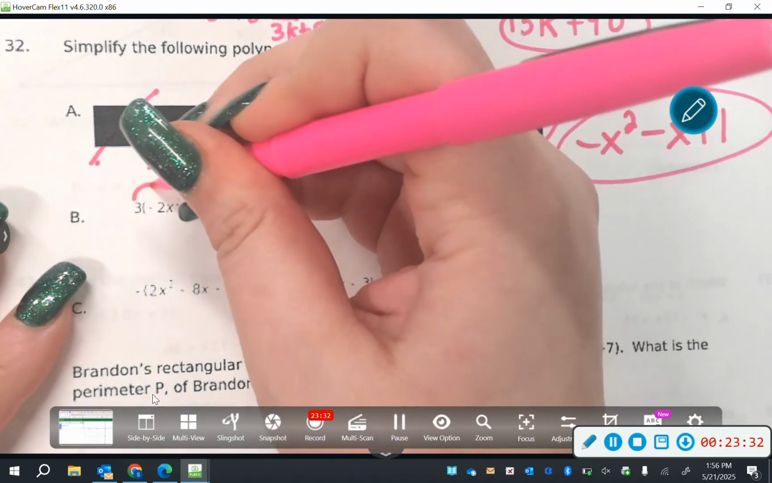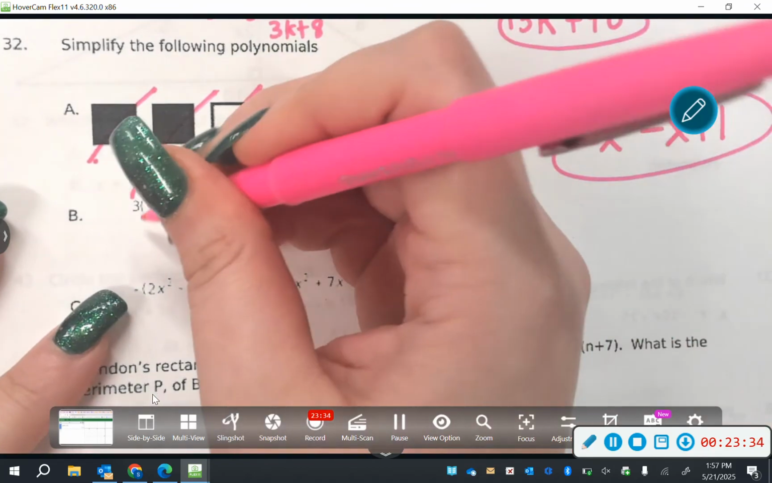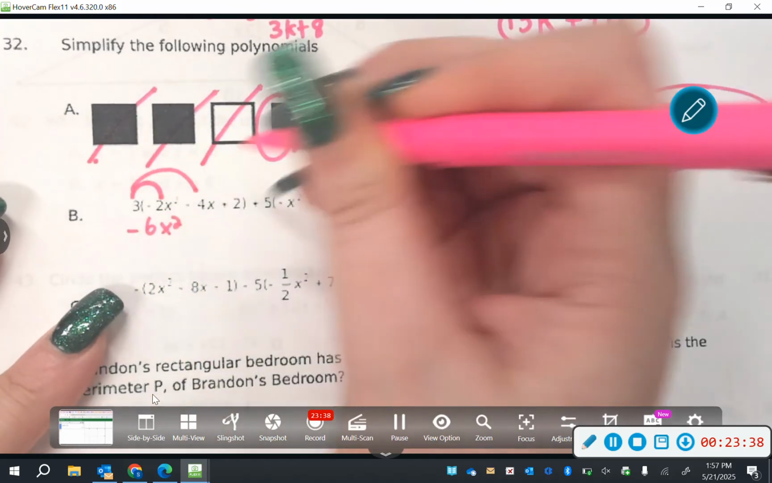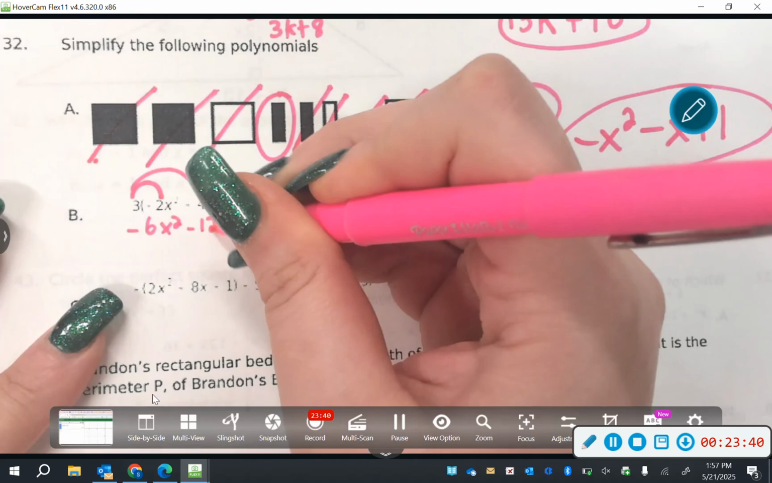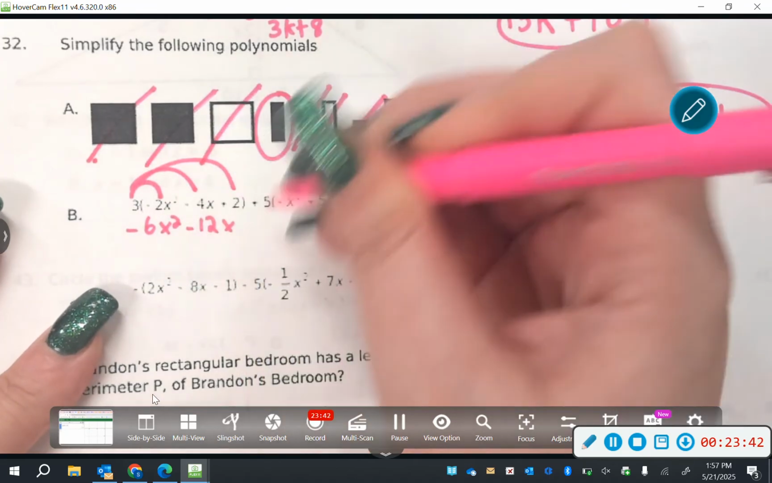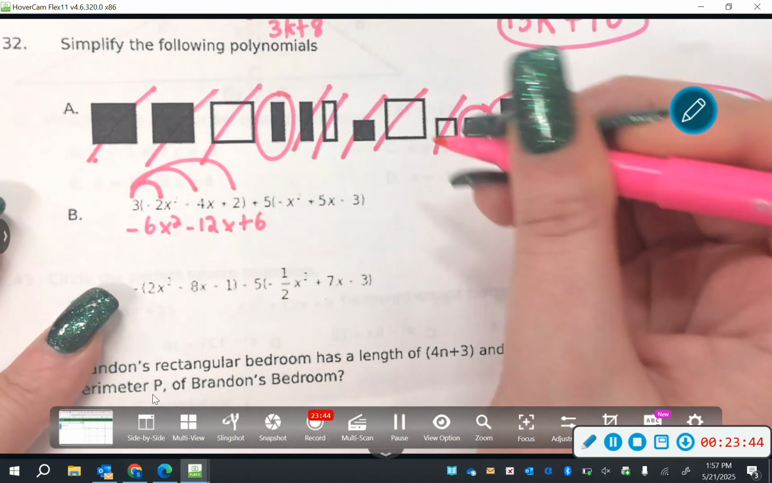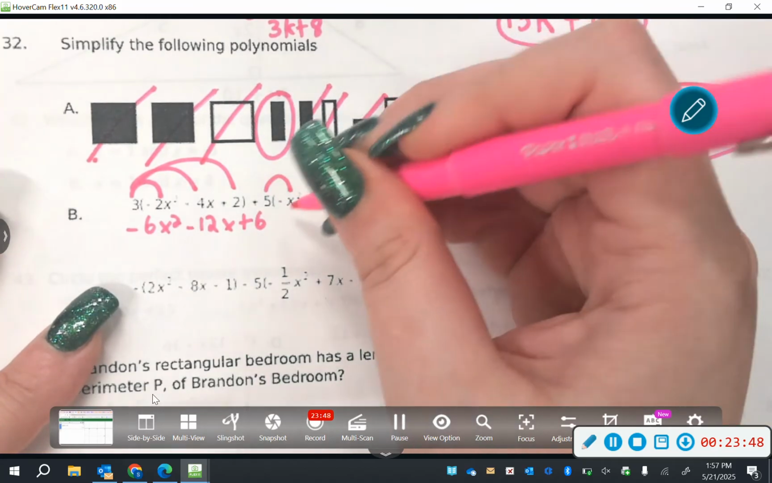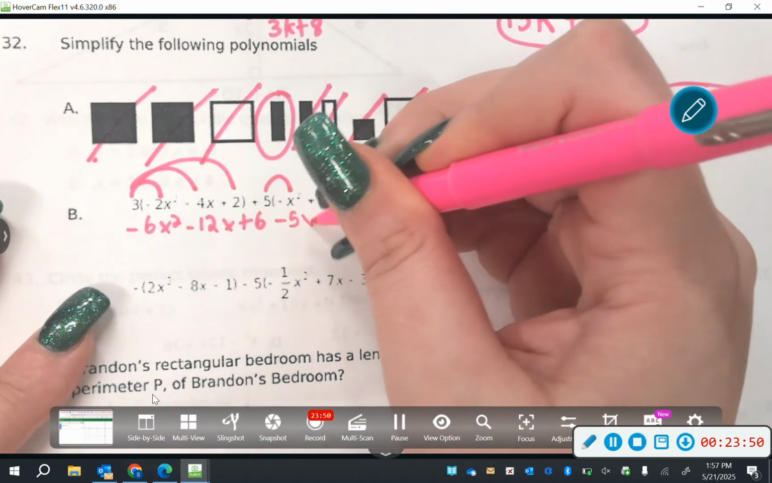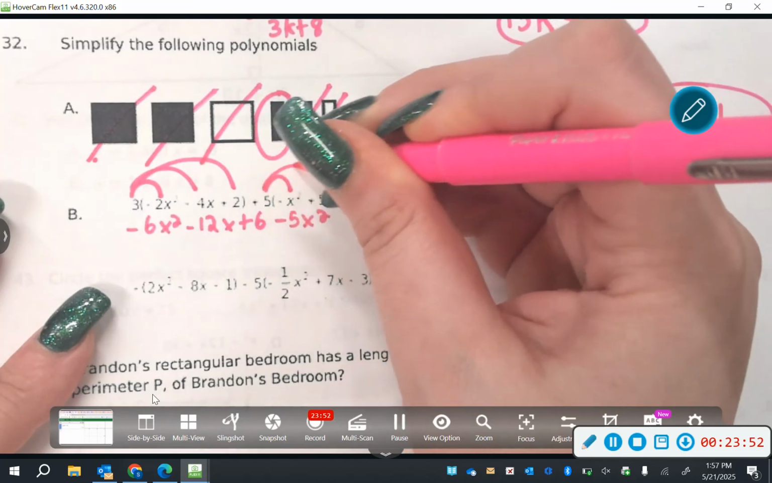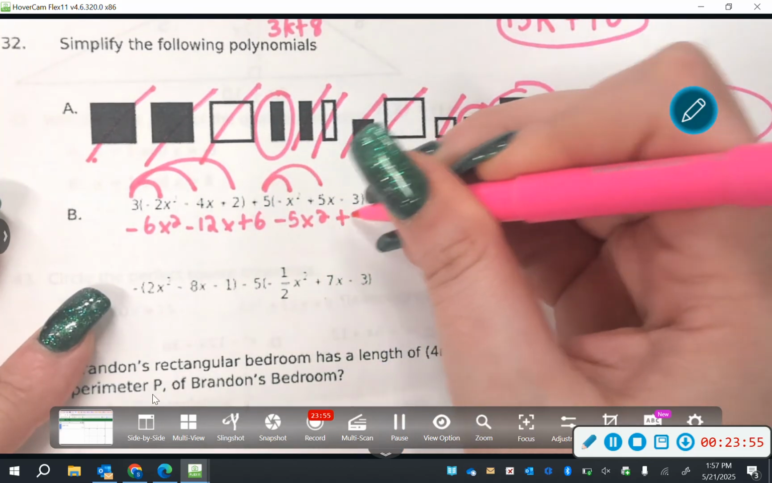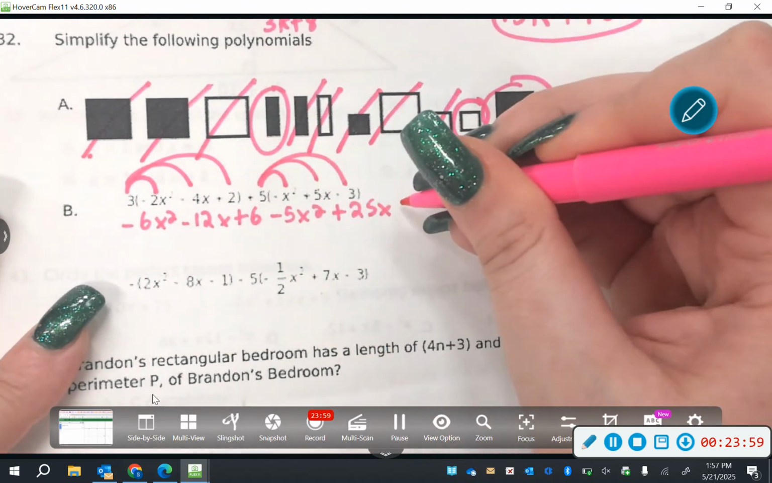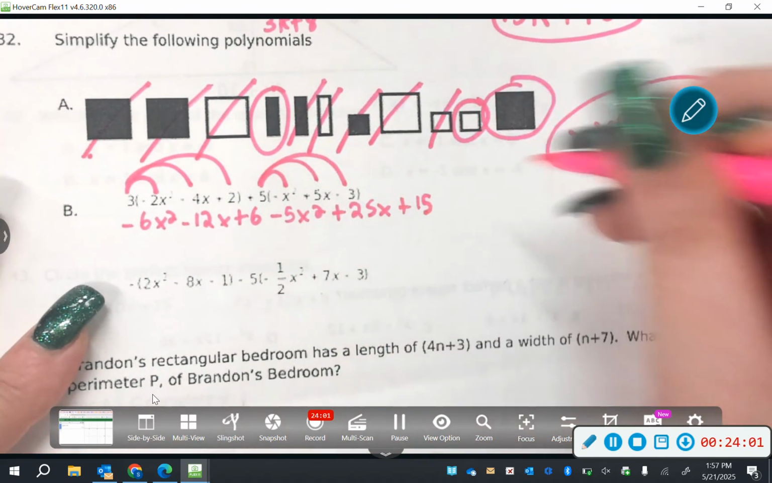Parentheses. Distribute. 3 times negative 2x squared is going to be negative 6x squared. 3 times negative 4x is negative 12x. 3 times 2 is plus 6. Now we have to distribute our 5. Our 5 times negative x squared is negative 5x squared. 5 times positive 5x is plus 25x. 5 times negative 3 is negative 15.